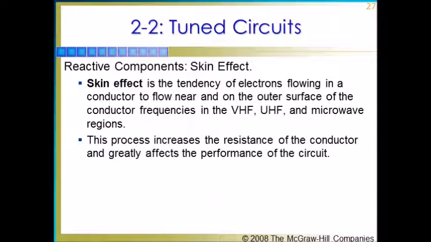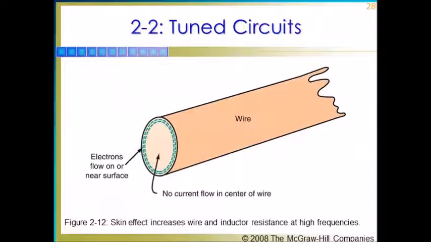Next up is the skin effect. Skin effect is the tendency of electrons flowing in a conductor to flow near and on the outer surface of the conductor at frequencies in the VHF, UHF and microwave regions. As an analogy, think of the electrons as rust that clings to a pipe and grows thicker as time passes. That is the same as the skin effect increasing wire and inductor resistance at high frequencies.